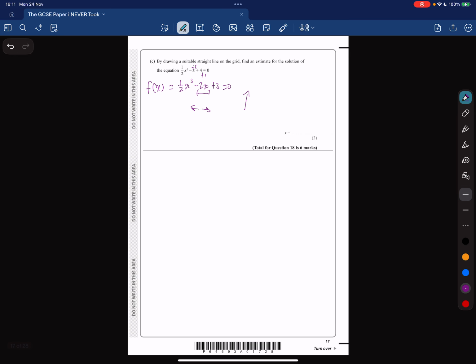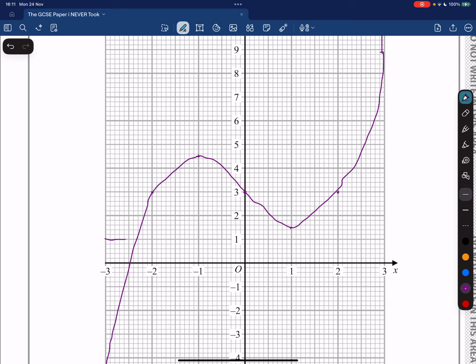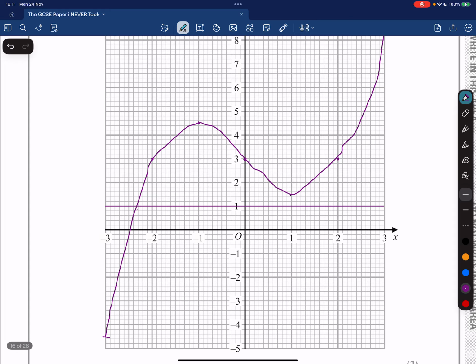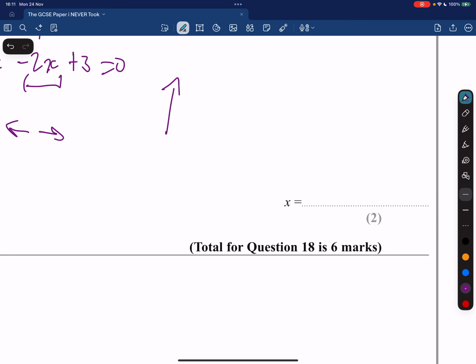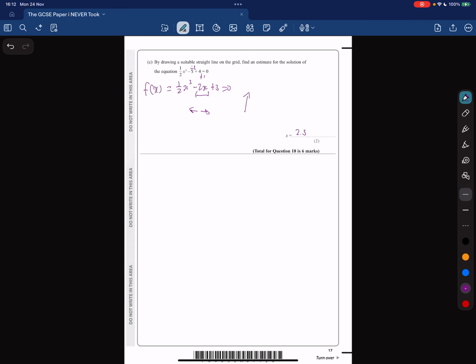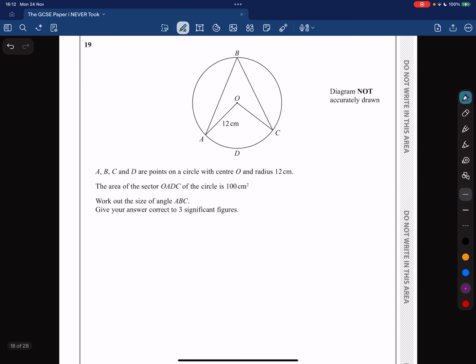So the solution for that would be at this level here. I mean, I'm not sure about this one, to be honest with you, but that'd be fine. And that would be about 2.3. So let's go for that, 2.3. I could be wrong, okay? I could be wrong. Oh, more circle theorems.